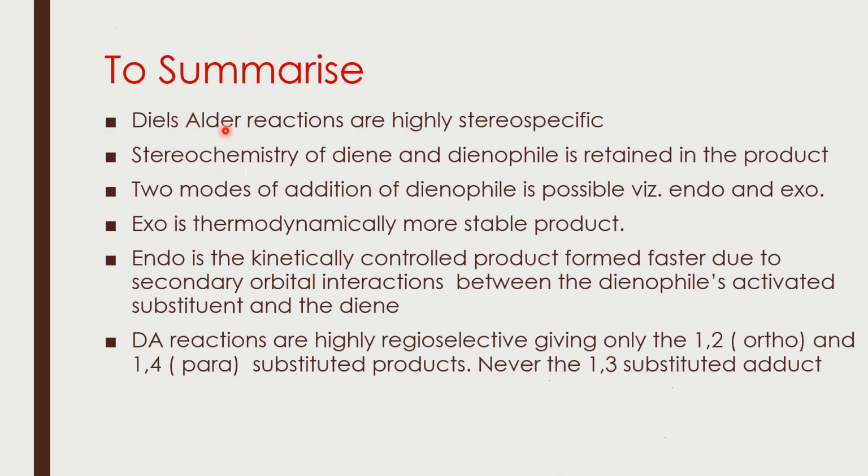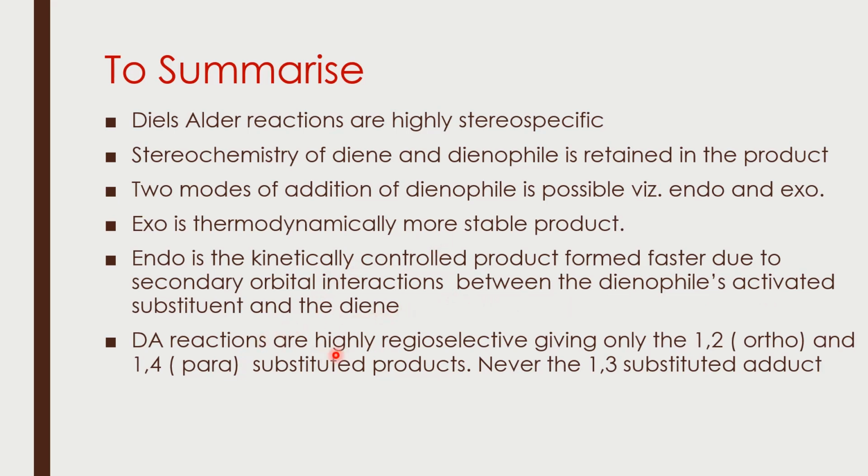So to summarize, Diels-Alder reactions are highly stereospecific. The stereochemistry of the diene and dienophile is retained in the product. You have two modes of addition of the dienophile, the endo and the exo. Exo is thermodynamically more stable, but the endo is kinetically controlled, formed faster due to the secondary orbital interactions between the dienophile's activated substituent and the diene.